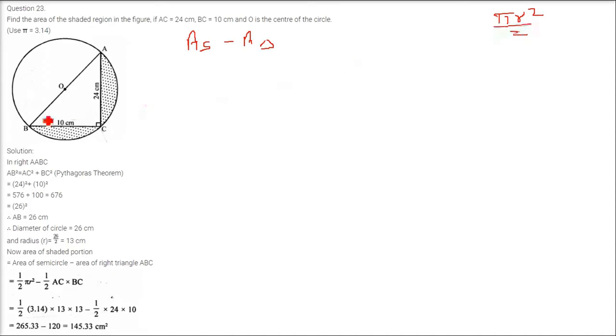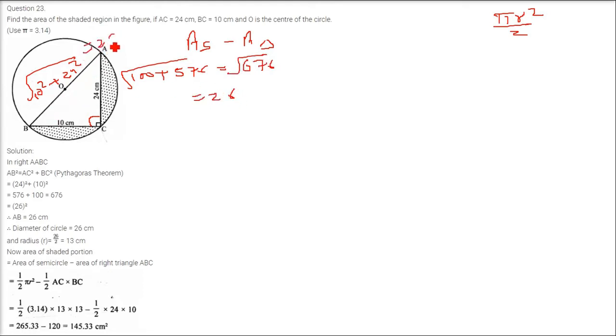For this we need the radius. So we have to find the radius. For that we have 10 and 24. So what will be the diameter? This is 90 degrees, so we'll use the Pythagoras theorem. This will be under root of 10 square plus 24 square. 10 square is 100, 24 square is 576, and you take under root. This is going to come as under root 676, and this is 26. So you get the diameter as 26. So what will be the radius? It is 26 by 2, that is 13 is the radius.